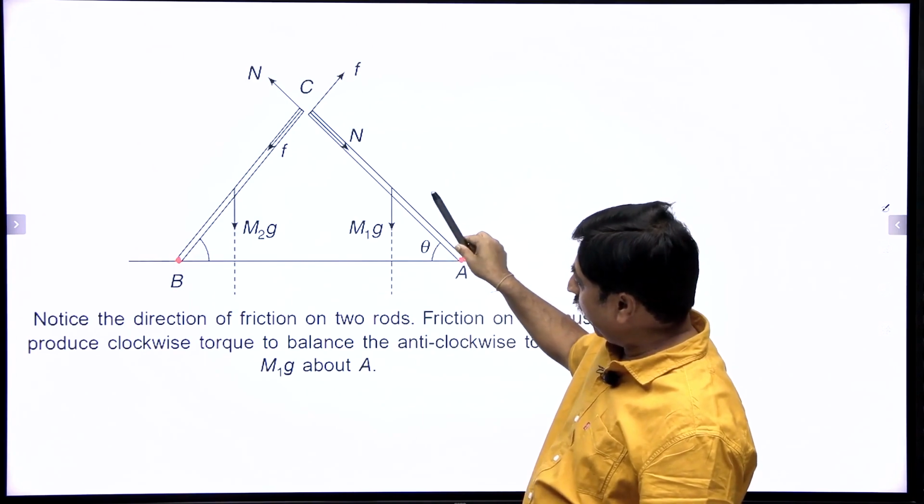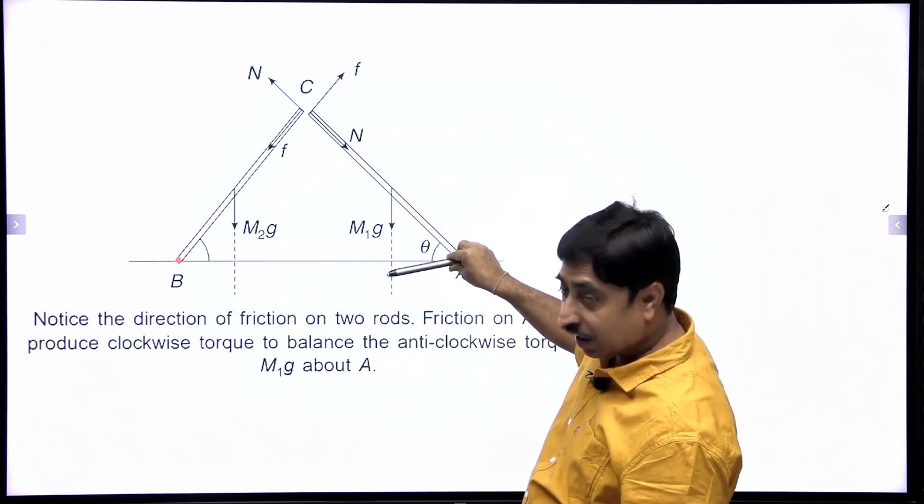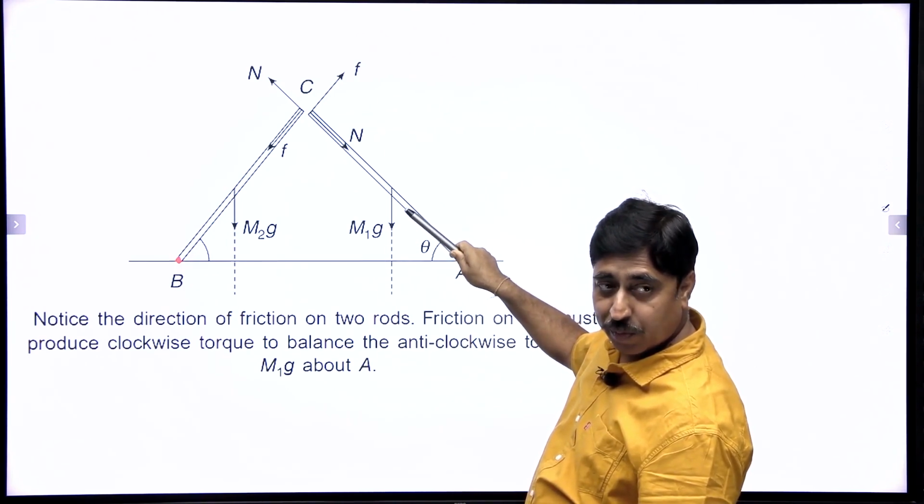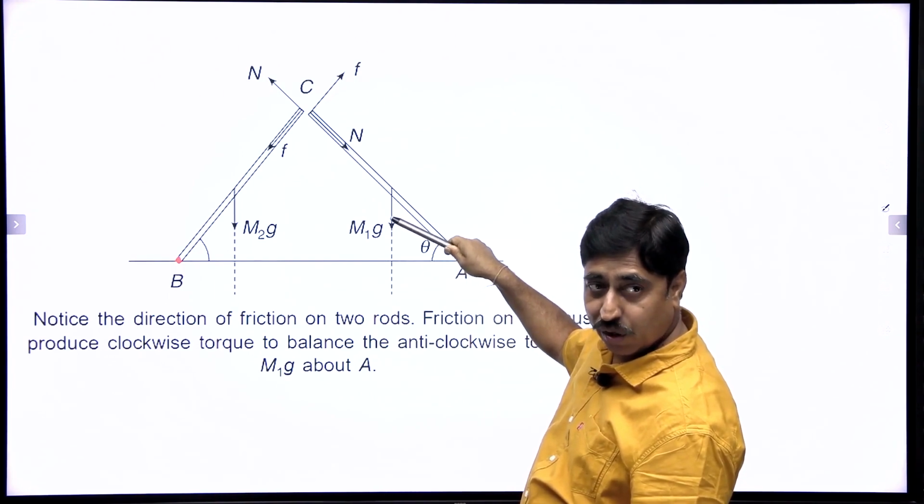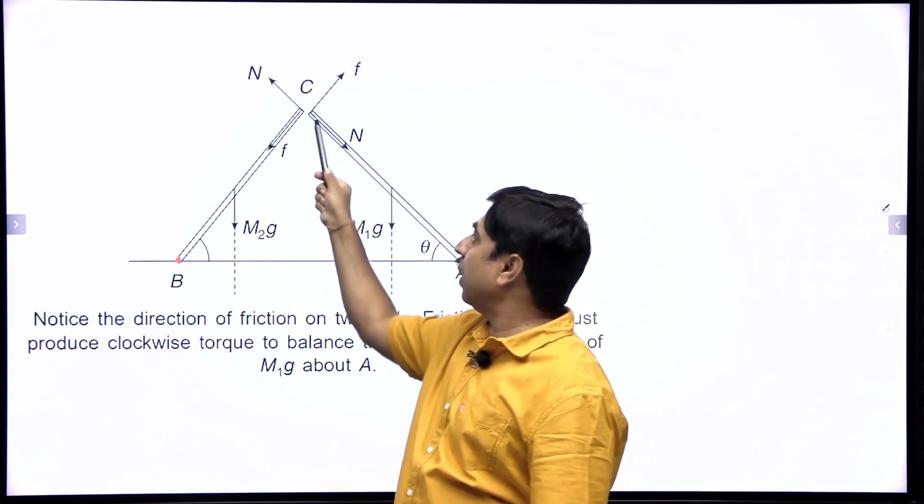This rod is in equilibrium. Now the weight force m1g has a tendency to rotate it like this, isn't it? Weight force wants to rotate it like this. So there must be some other force which is trying to rotate it in the opposite sense. Which force can it be? The normal reaction will be like this.